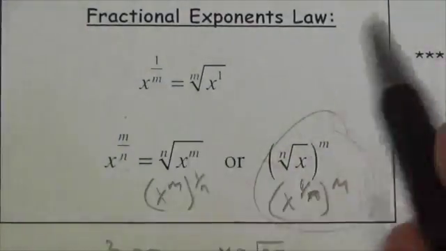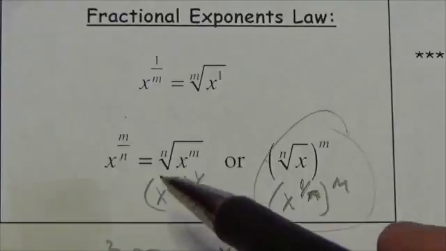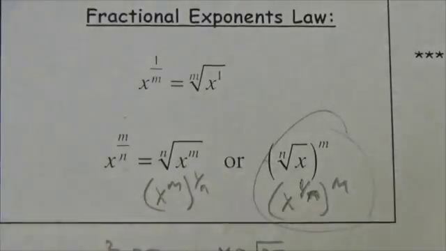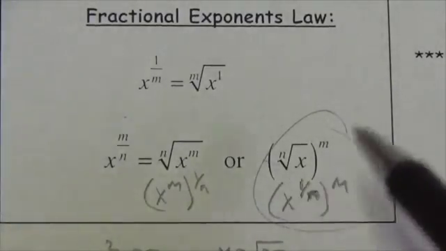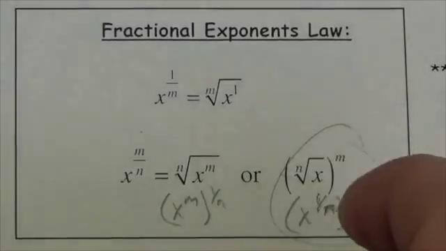Okay, so again, just to reiterate the rule here, if you've got x to the m over n, that is the nth root of x to the power of m, or the nth root of x, all to the power of m. It doesn't really matter what order you do those in.